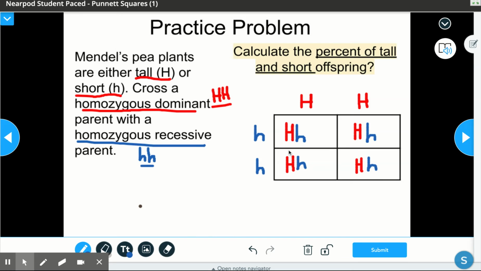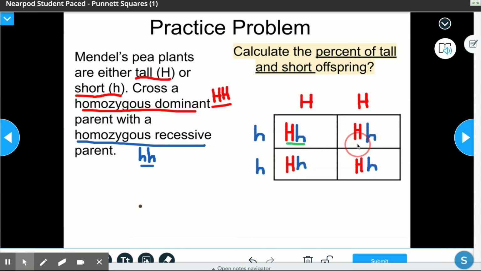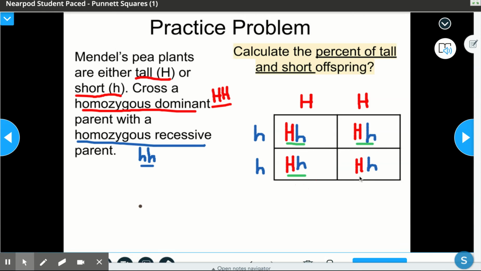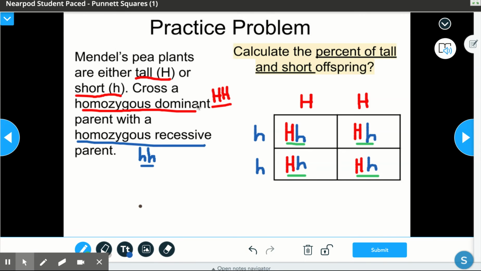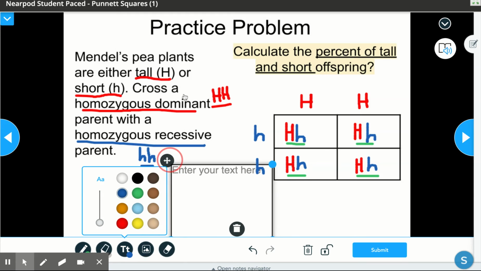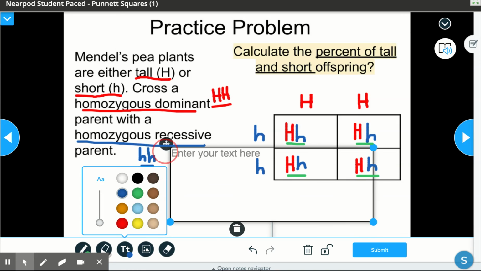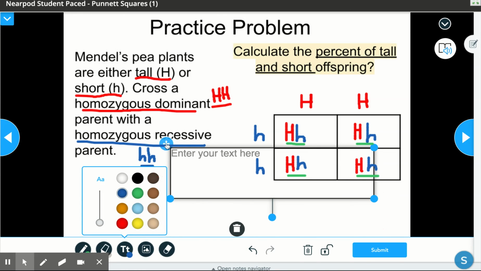And take a look. Every single offspring here has the same possible genotype. This homozygous dominant parent and homozygous recessive parent can only produce one type of offspring, one type of genotype in their offspring. So this question that says calculate the percent of tall and short offspring, let's first write down, and I'm going to use the text box now, just because I like to, this one I'm going to be writing down words instead. Let's get it to fit.